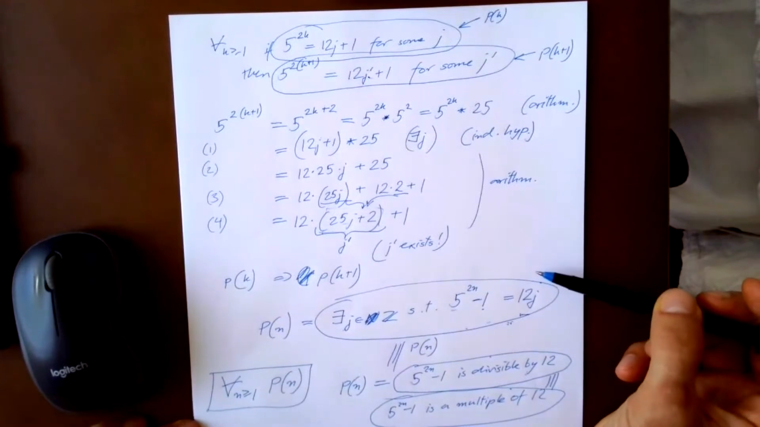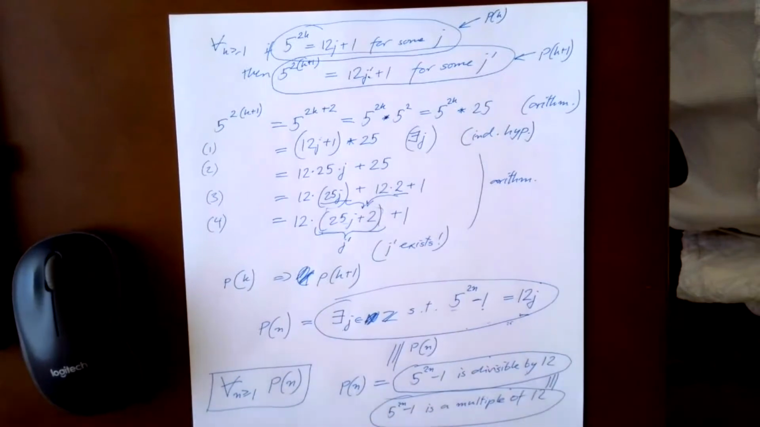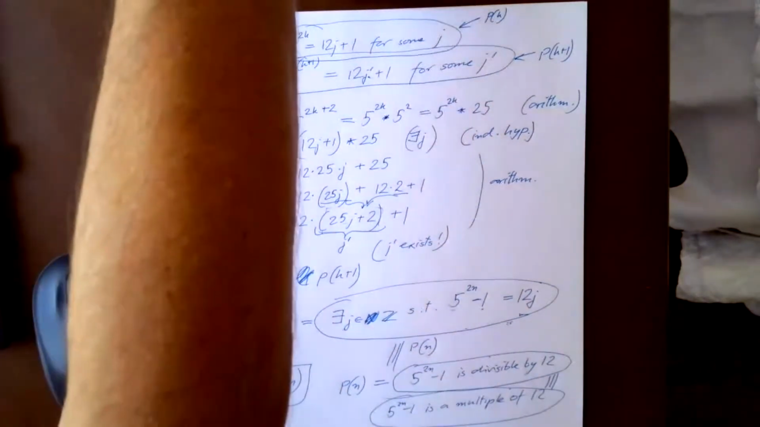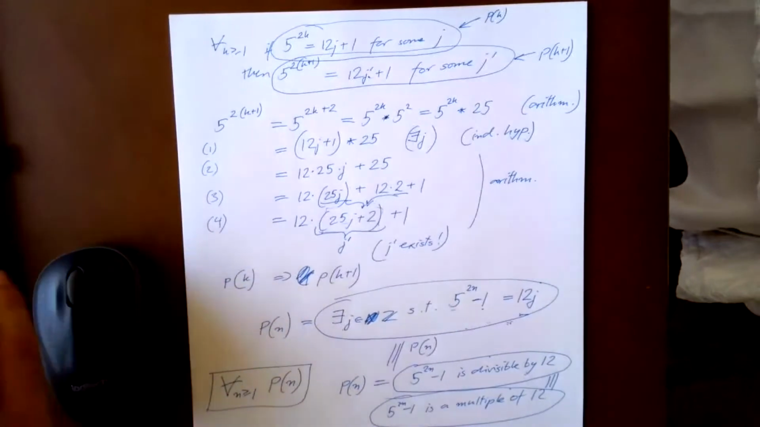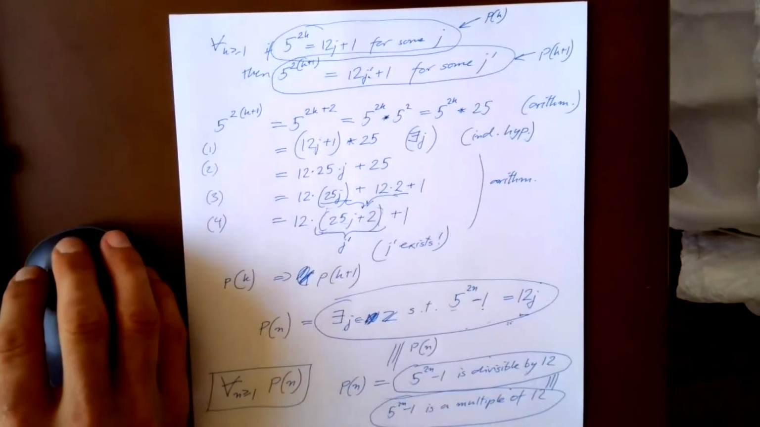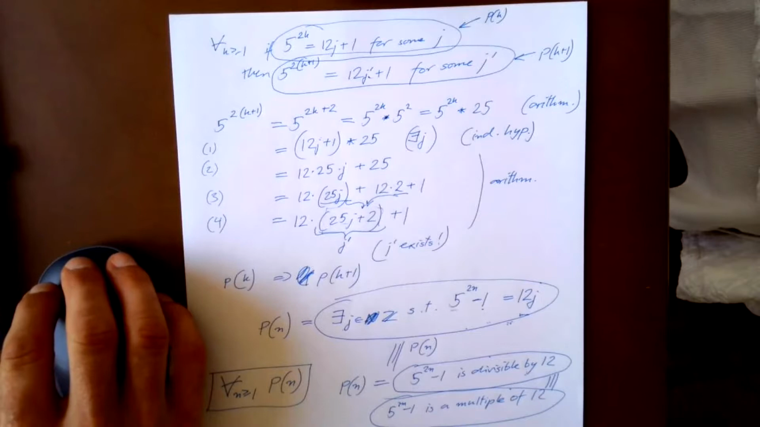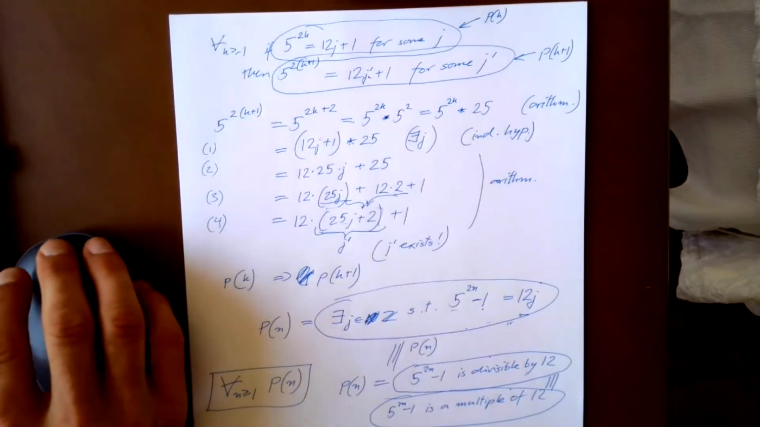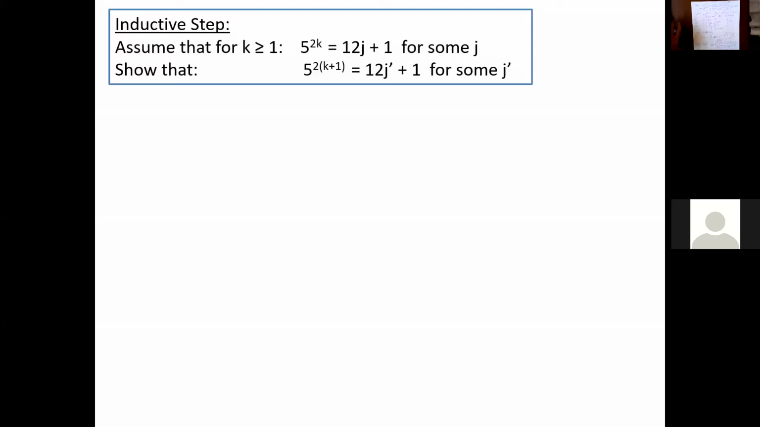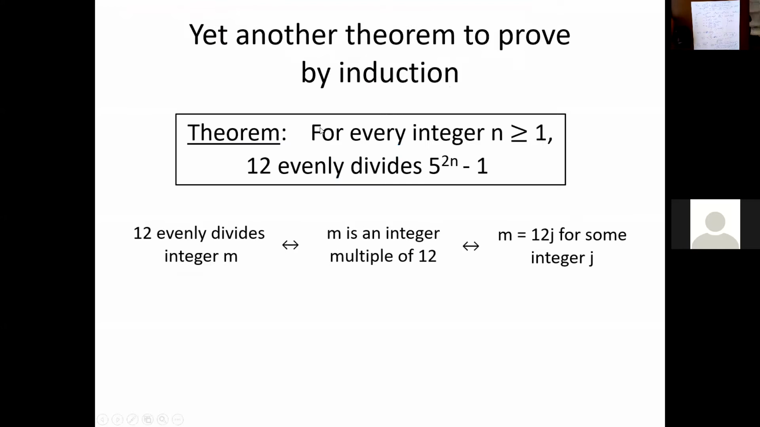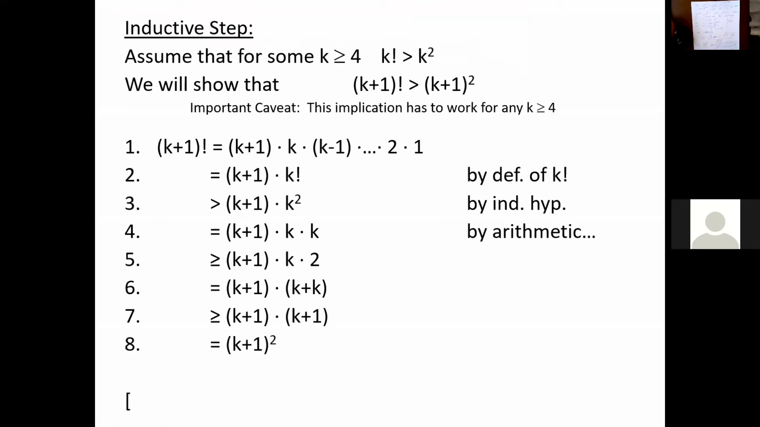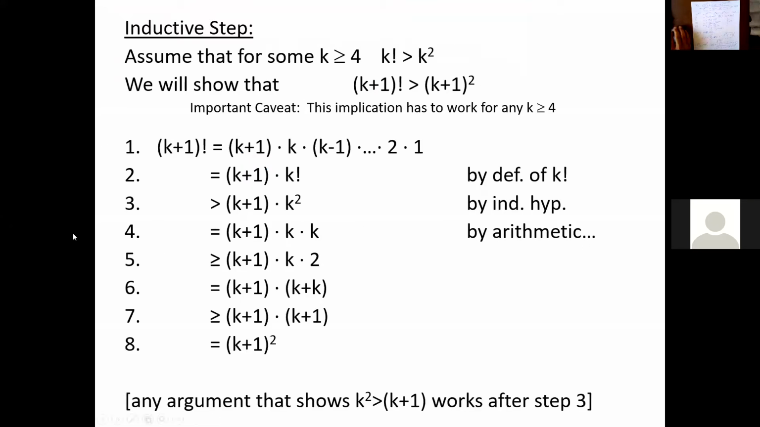Professor, could we go back to the previous proof that you did on the inequality? The one where it was n factorial is greater than n squared. Sure. Hold on, where am I? Okay, this one. Could you explain from step 5, if you don't mind?